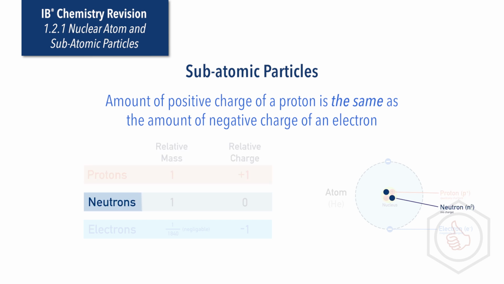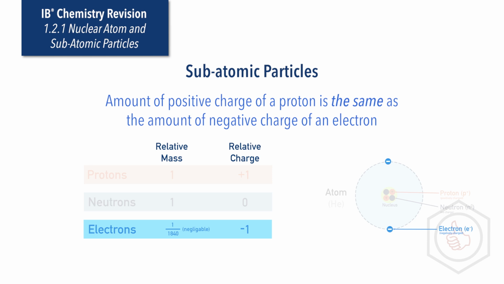A neutron has a relative mass of 1, a relative charge of 0, and is also found in the nucleus. An electron has a relative mass of approximately 1/1840 and a relative charge of -1 and is found surrounding the nucleus of an atom.